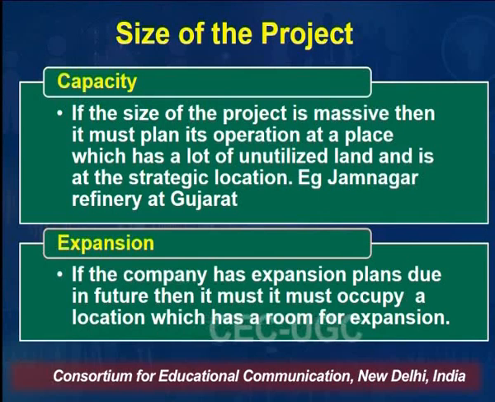So regarding capacity, if the size of the project is massive, then it must plan its operation at a place which has a lot of unutilized land and is at a strategic location. For example, Reliance Industries Limited has a huge refinery and a huge petrochemical plant in Jamnagar. Then expansion: if the company has expansion plans in the future, then it must occupy a location which has room for expansion. Therefore, you must have scope for expanding your plant also.